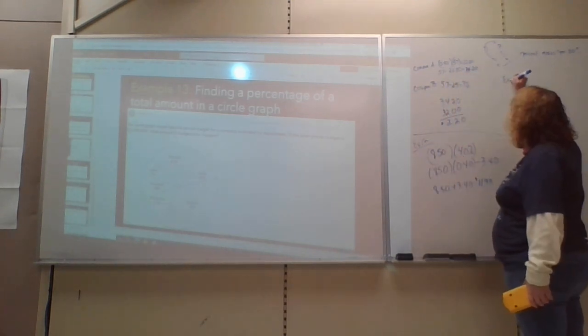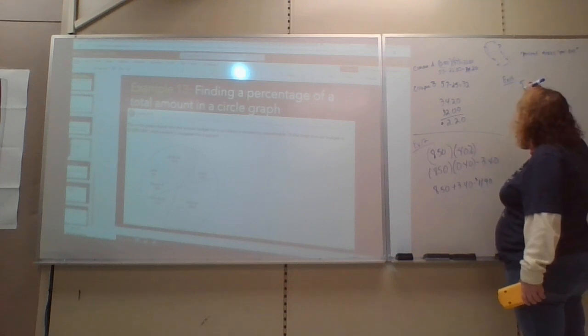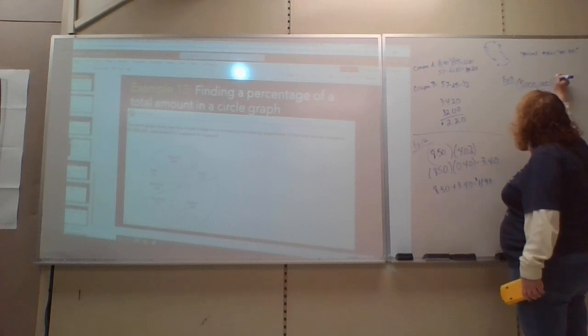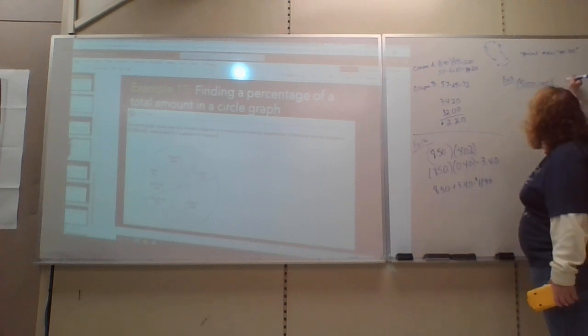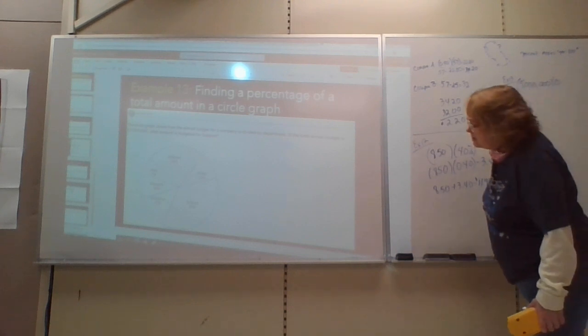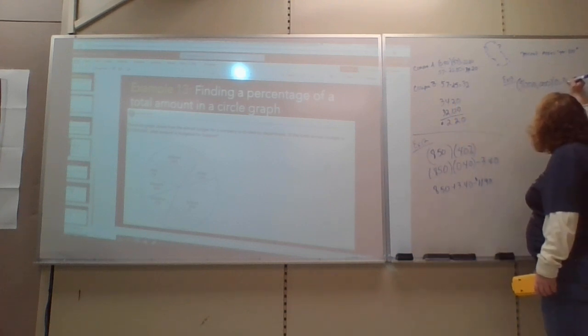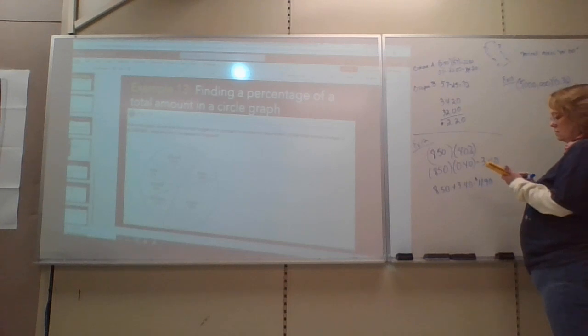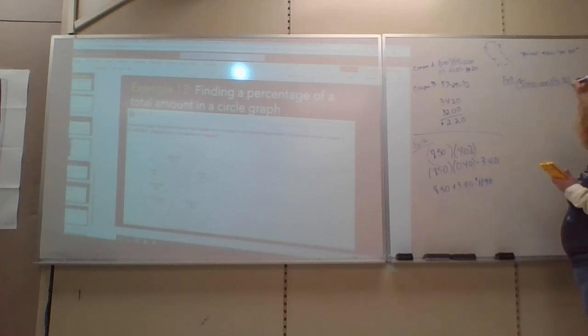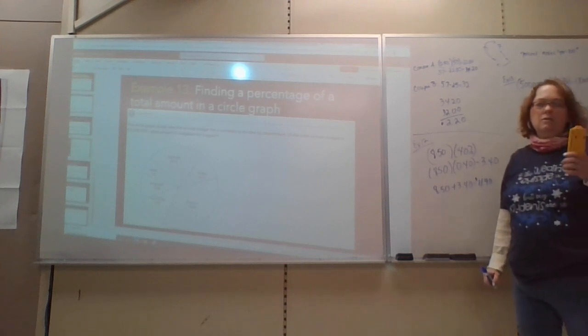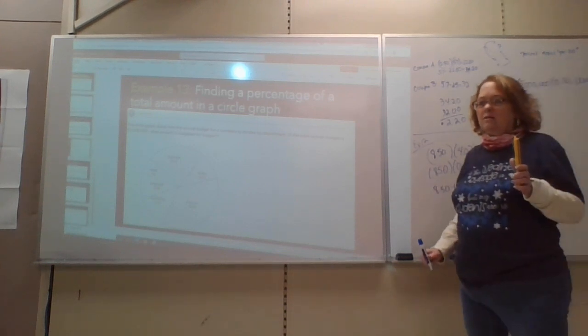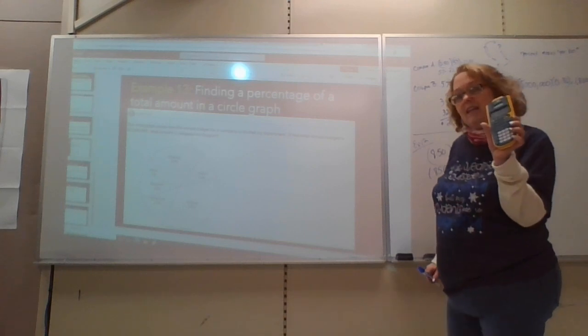Example 13: I take the 5 million times 0.36, and you get 1,800,000. What'd you get? 1.8 million. Okay, I got that. You just multiply it. You can do it on the calculator or your own handy dandy calculator.